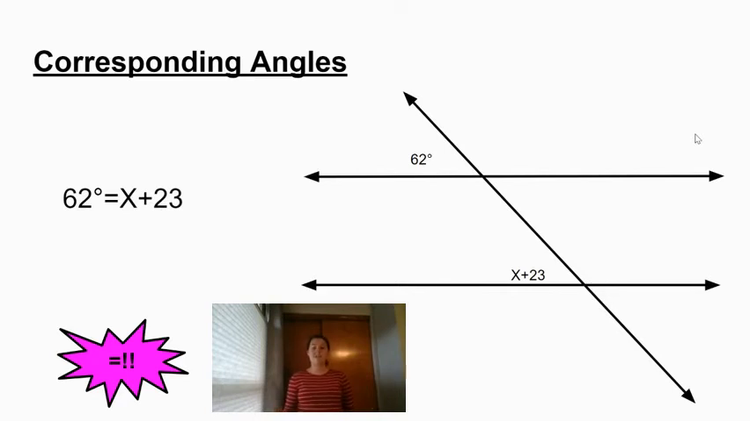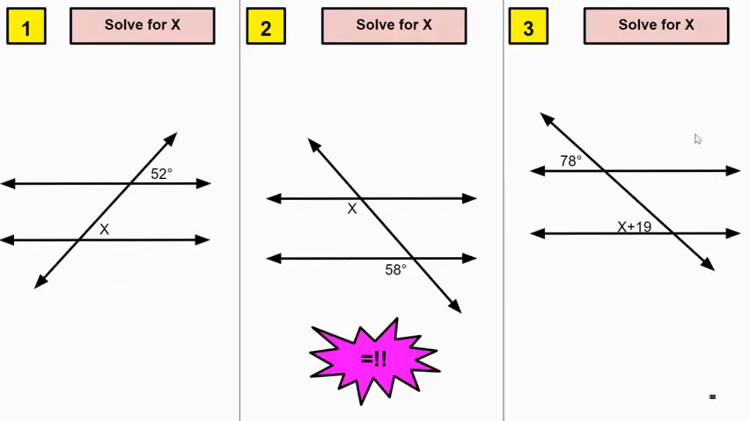And what is the first step in solving this equation? Subtract 23 from both sides. And 62 minus 23 is 39 degrees. So we found x by setting 62 degrees equal to x plus 23. And then we solved from there, and that helped us get 39 degrees for x.